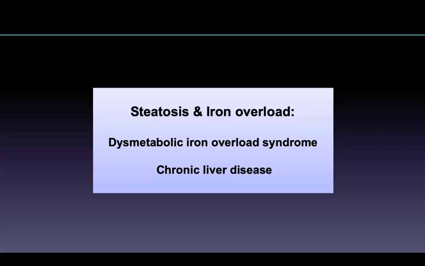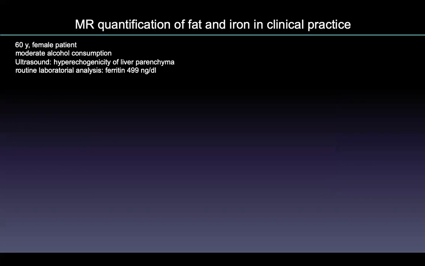So let's start with the first scenario, liver steatosis and iron overload in the scenario of dysmetabolic iron overload syndrome and chronic liver disease. This is a frequent scenario. A female patient with a moderate alcohol consumption. On ultrasound, we can see hyperechogenicity of the liver parenchyma, suggesting liver steatosis, and she also has hyperferritinemia.